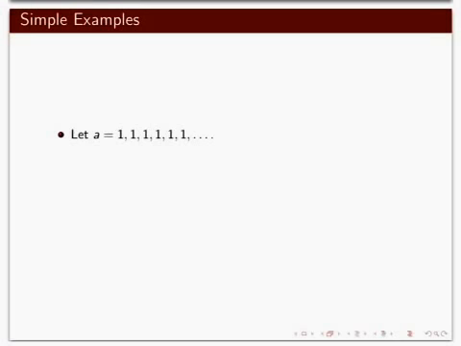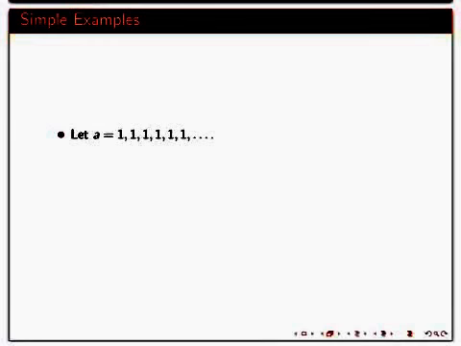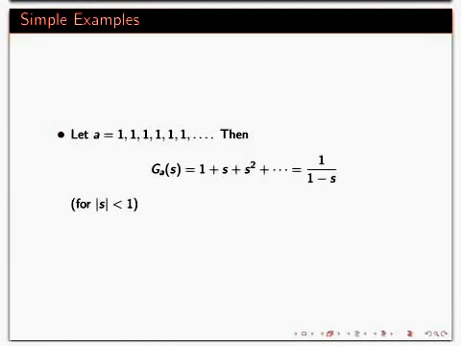Let's see some very simple examples. What's the simplest sequence we can think of? A is just the sequence A0 equals 1, A1 equals 1, A2 equals 1, and so on. So let's write out the generating function. We have 1 plus 1 times S plus 1 times S squared plus dot dot dot. If you recognize this, this is a geometric series, so we can actually write the generating function in closed form. And this is 1 over 1 minus S. And I've written here for absolute value of S less than 1, since this closed form only makes sense when S is not too big.